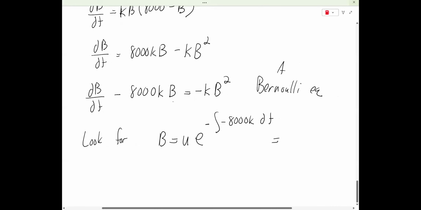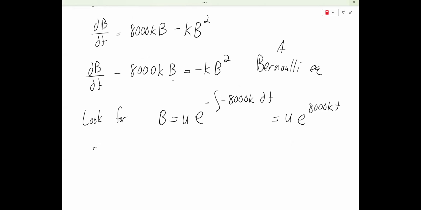So then this is what? That's u times, and then this becomes what's this? That's e to the 8,000 kt. Is that right? Yeah, so we'll look for solutions like this. Okay, anything there so far? Okay, now you sub that into the differential equation here. So sub into the equation.